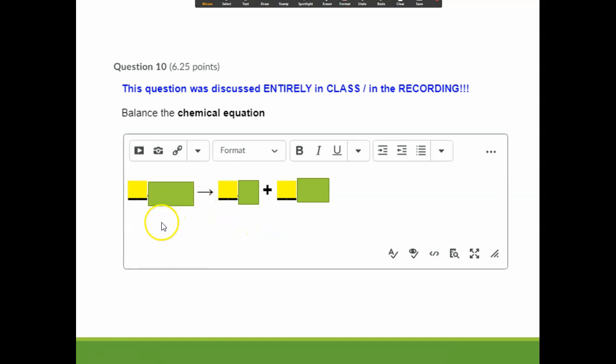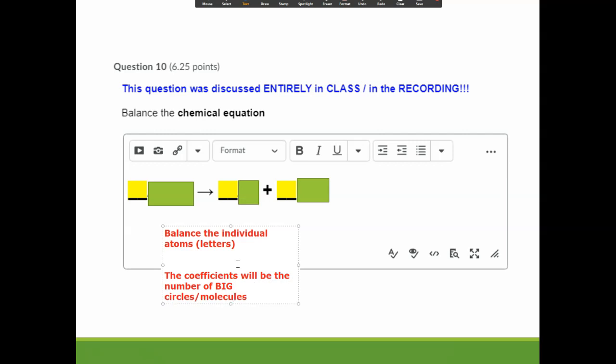Make sure again that the letters end up the same on both sides, and then count up the big circles to find the coefficients. So balance the individual atoms, which are the letters, and then the coefficients will be the number of big circles, molecules. Right, so the coefficients, that's what your answers actually are. So you should be filling in the coefficients here after you have balanced the individual letters, the individual atoms. So that's step 1. Here's step 2. Okay, pause the video and continue playing when you're ready. Again, make sure that you've practiced the previous problems. That way you know what to do with this one.